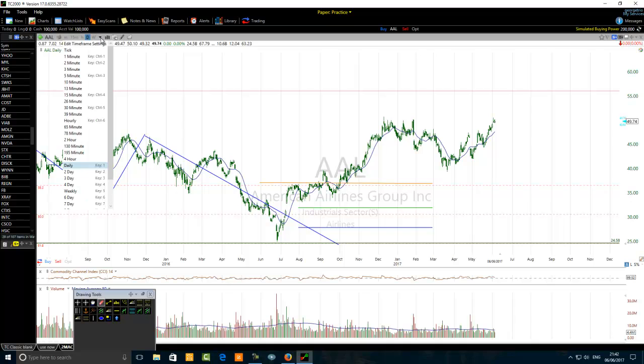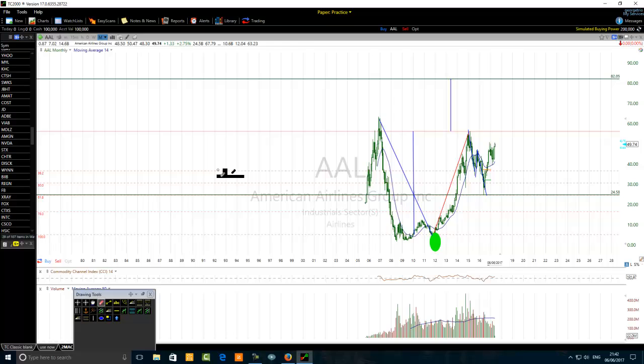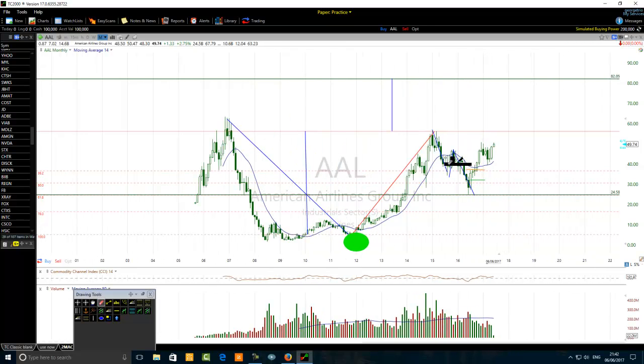Let's go back again to the monthly chart where we have seen the Kappa 100 chart pattern, the bullish chart pattern is completed.